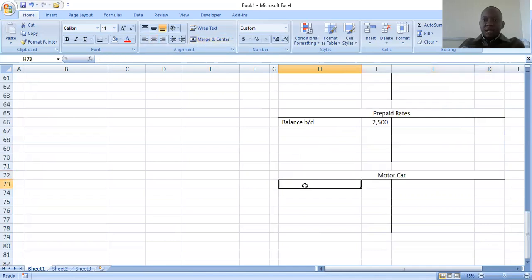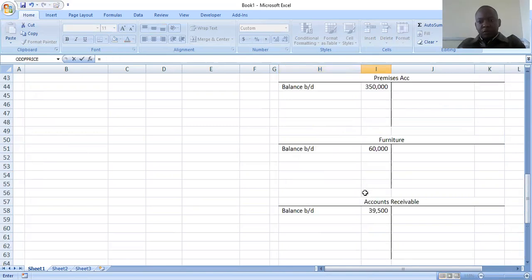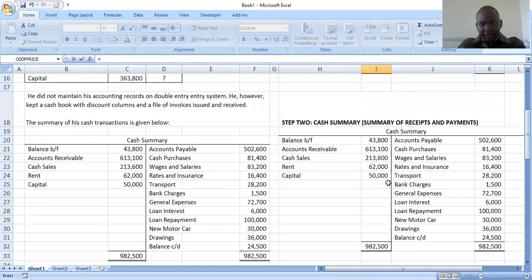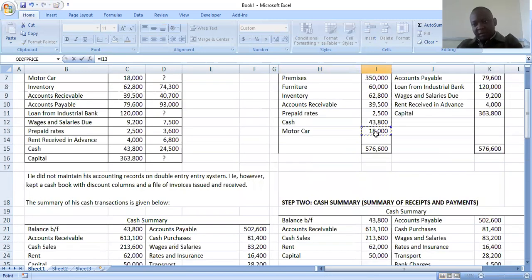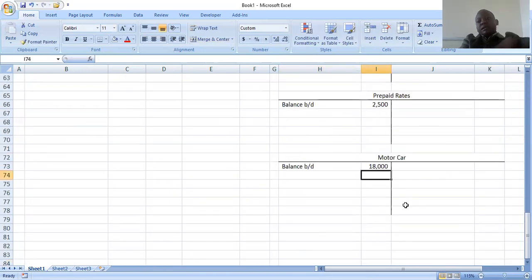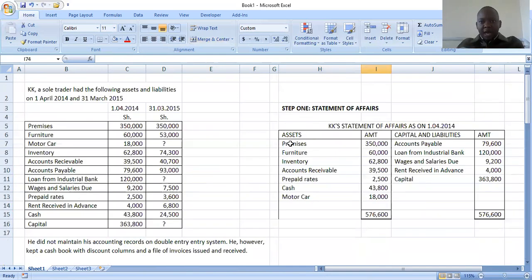Motor vehicles is an asset and therefore a debit balance at the beginning. So on the debit side, the amount for motor car is 18,000 shillings. So then we are through with the asset side of the statement of affairs.